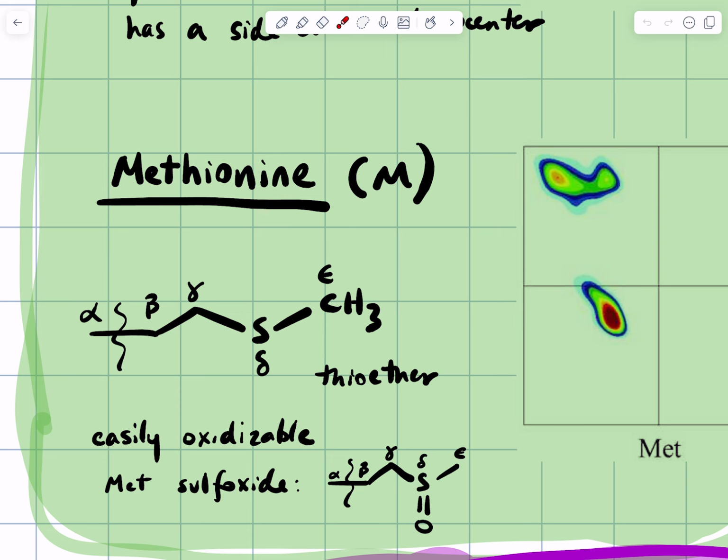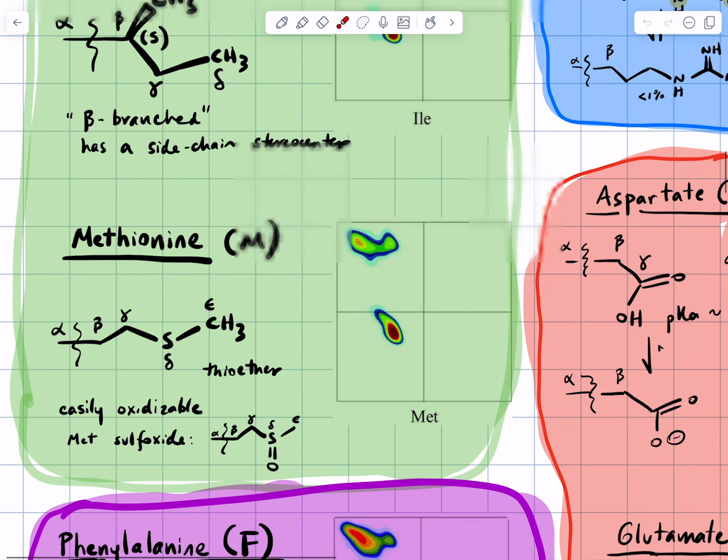So that group of nonpolar amino acids is relatively simple. Nonpolar groups don't interact particularly well with water. They prefer to be sequestered away from water for reasons that we'll talk about a little bit later.